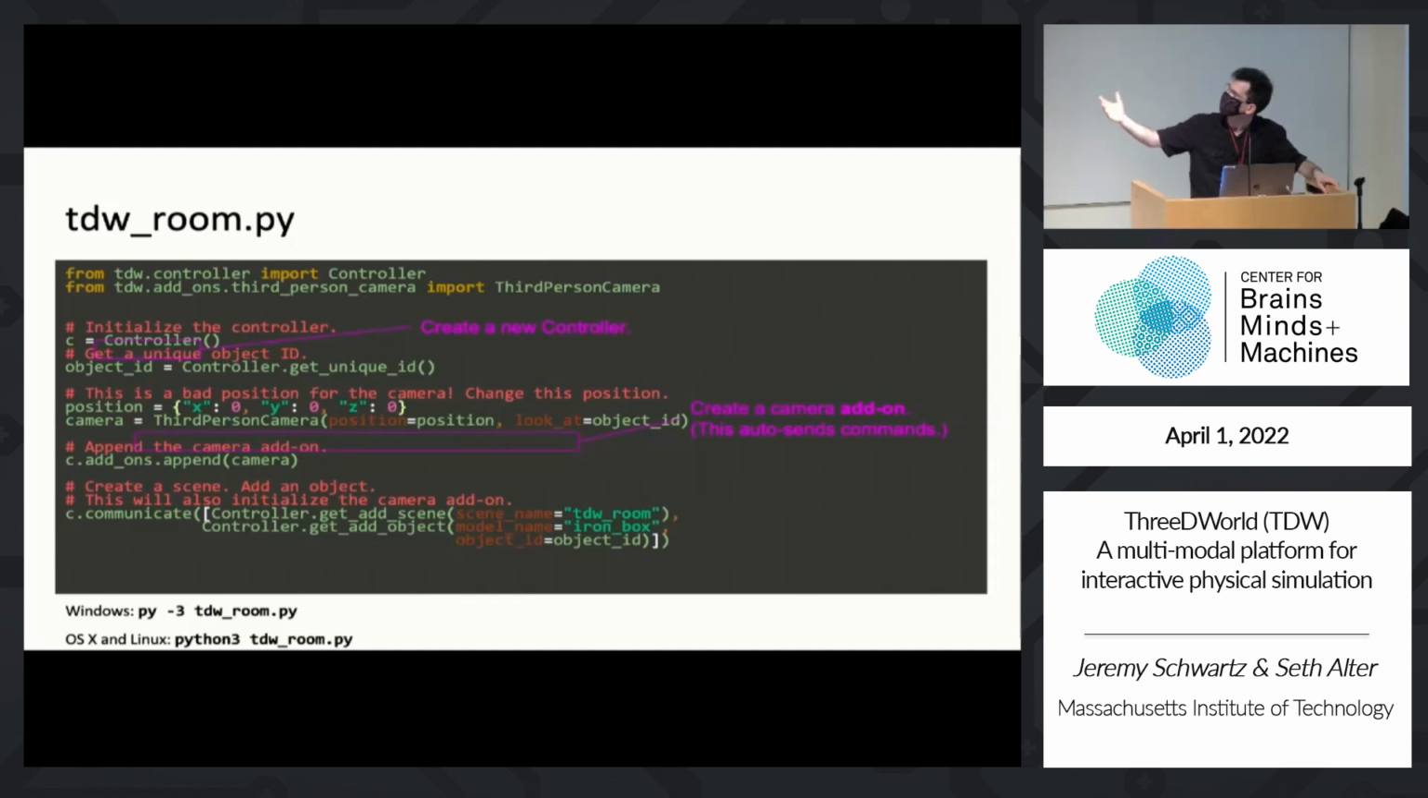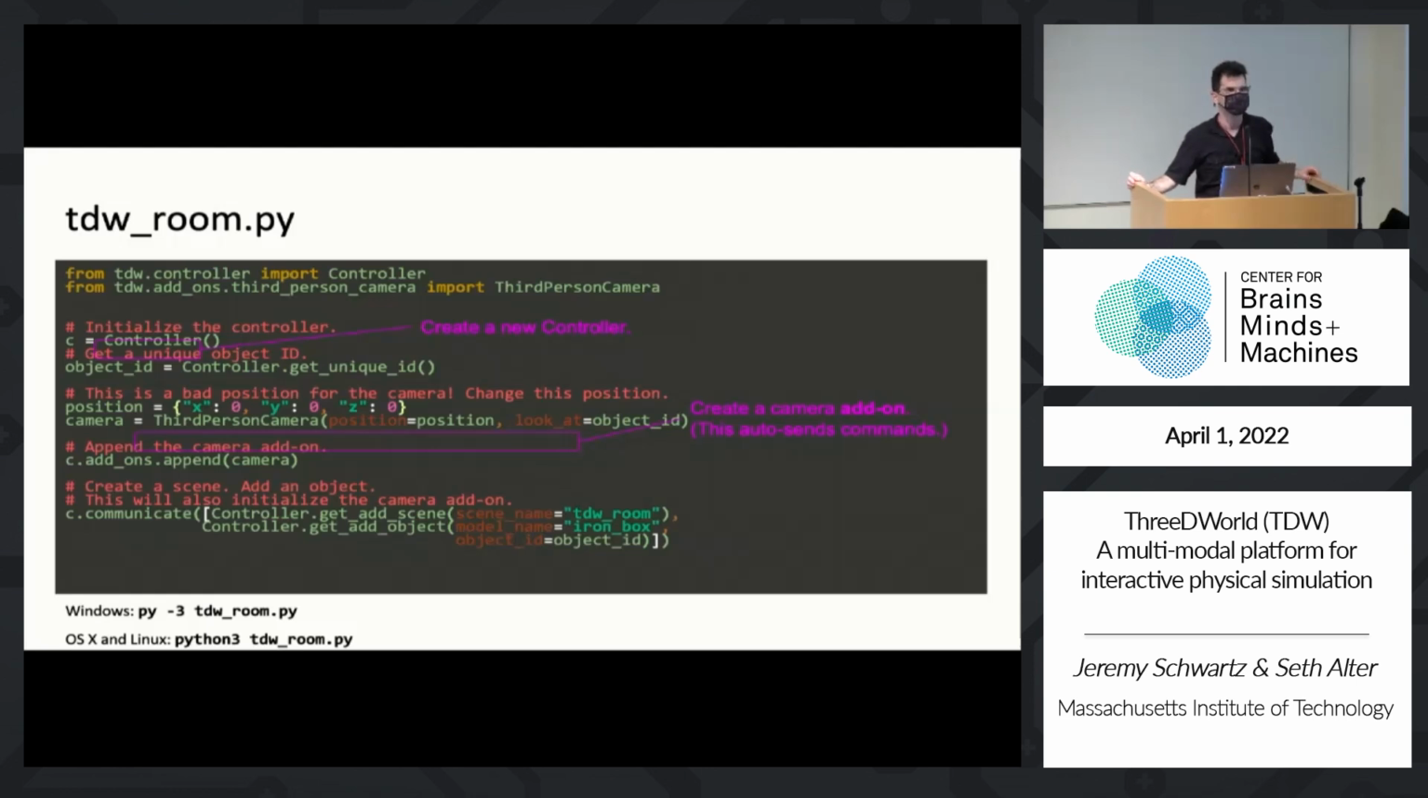So in this case, we are creating a camera. And it's called a third-person camera because this camera is not attached to an agent. It's just floating in space. It doesn't have mass, doesn't have velocity or anything like that. It's just a third-person camera.